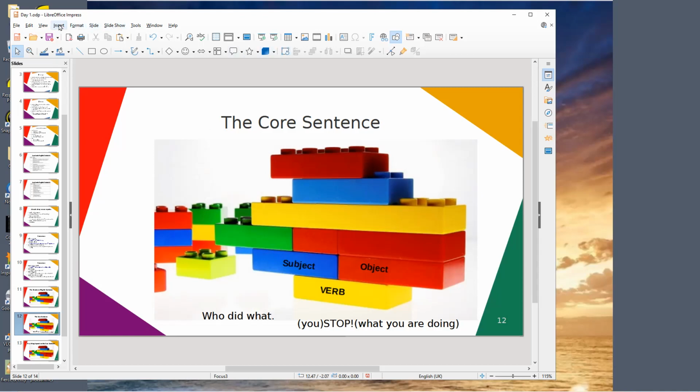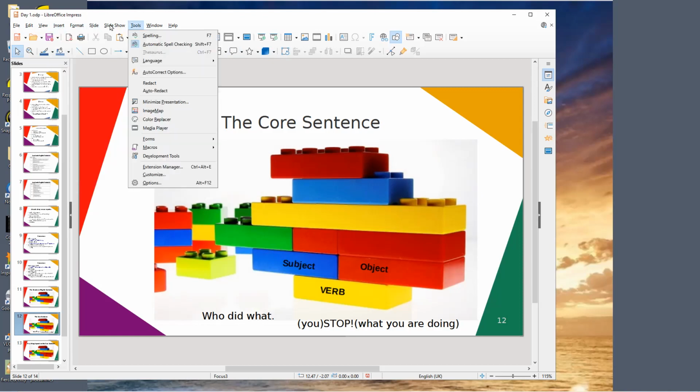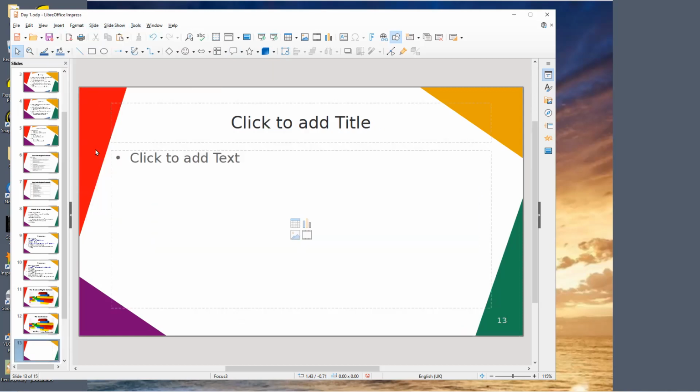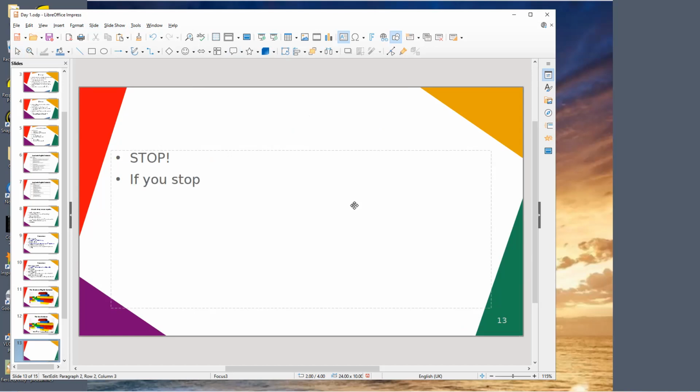Let's, since I'm doing it this way, I'm just gonna say. There we go. So we've got stop. And we know that we've got our verbs. So if I write if you stop, is that a sentence? No, not complete. Is it a phrase or clause?